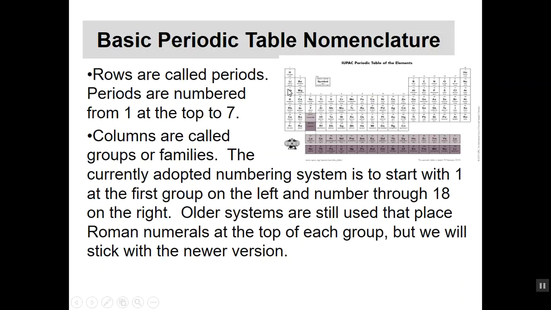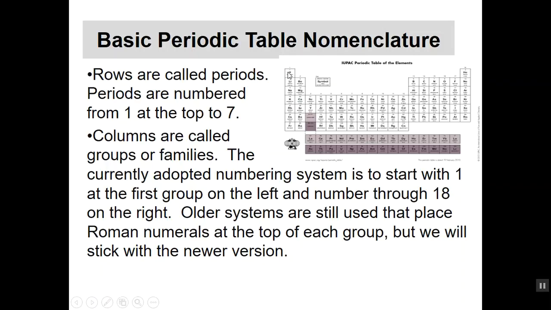The rows are called periods, and they're very cleverly numbered 1 through 7. So there's period 1, 2, 3, 4, 5, 6, and 7. These two down here, suspicious-looking periods here, actually are inserted up into this part of the periodic table. So they're not a new period. They're actually parts of period 6 and period 7.